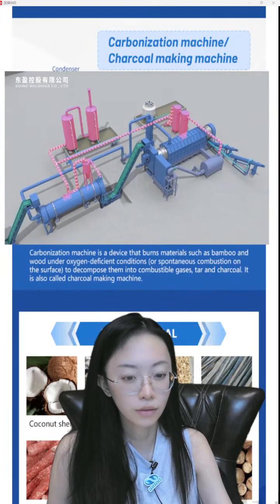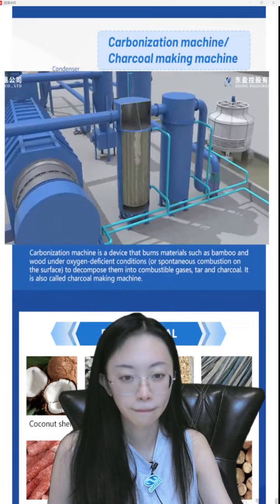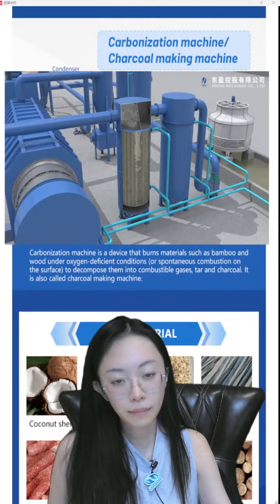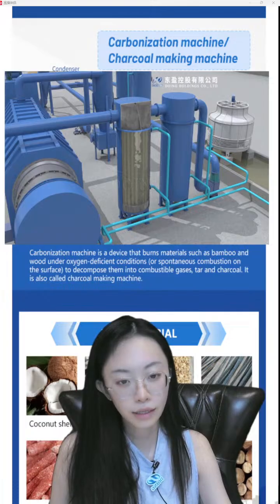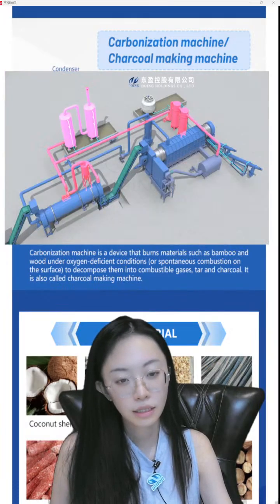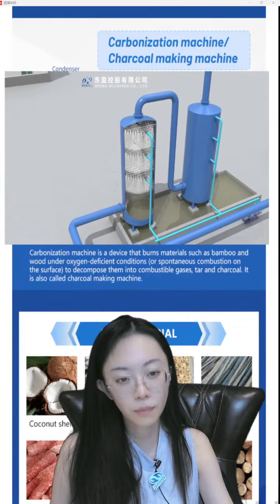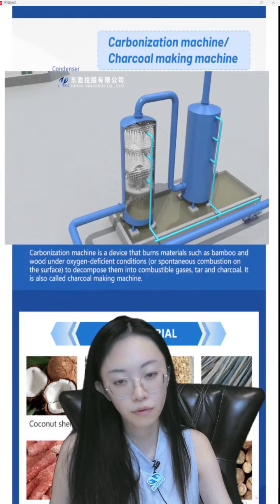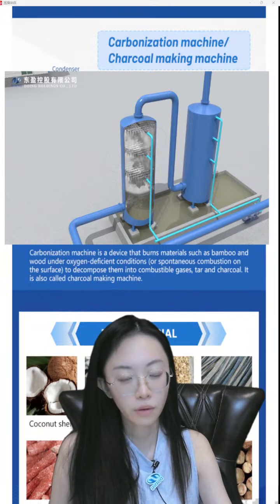Here is a 3D video. Our material can be all kinds of biomass and sludge category, like city sludge, municipal sludge, or rubbish, electronic rubbish, and so on. The main product we want to get is charcoal.